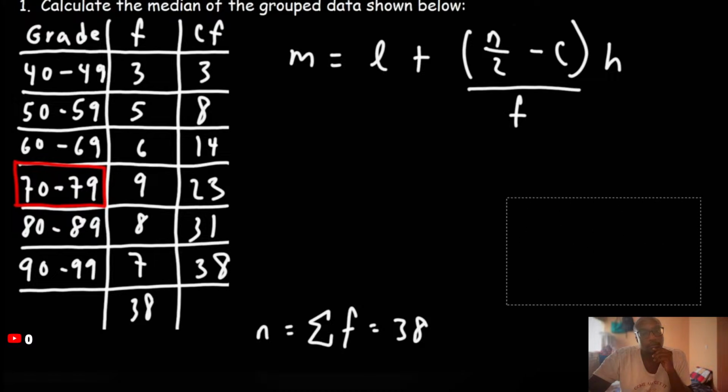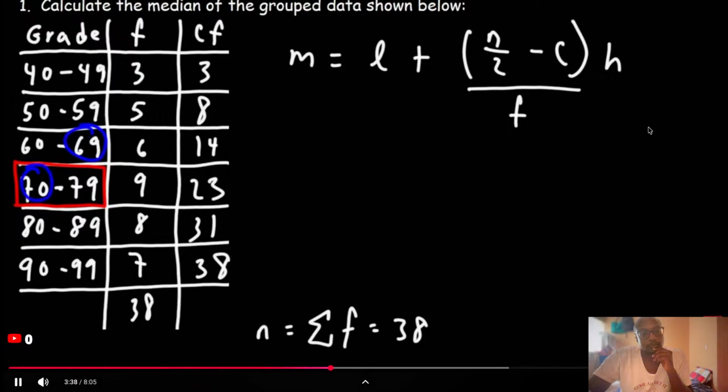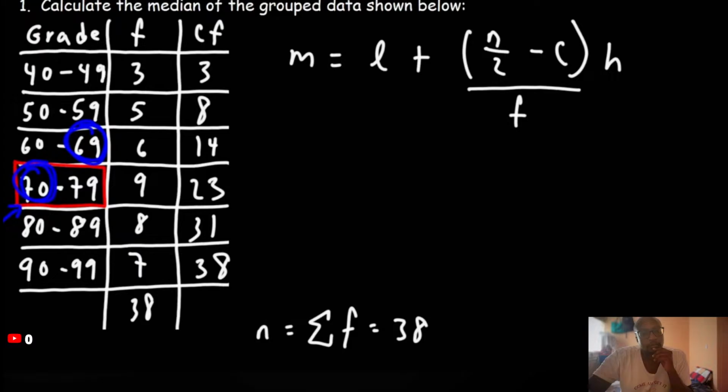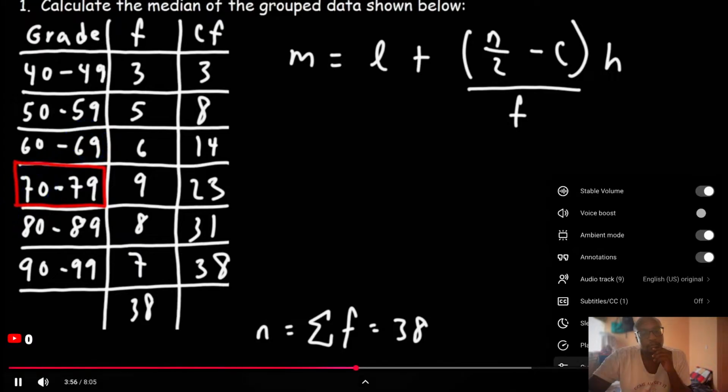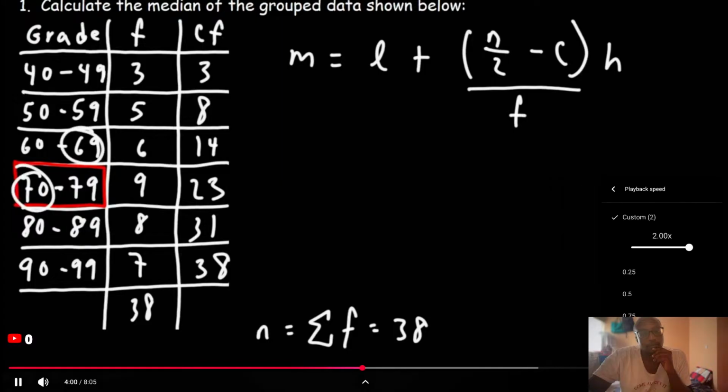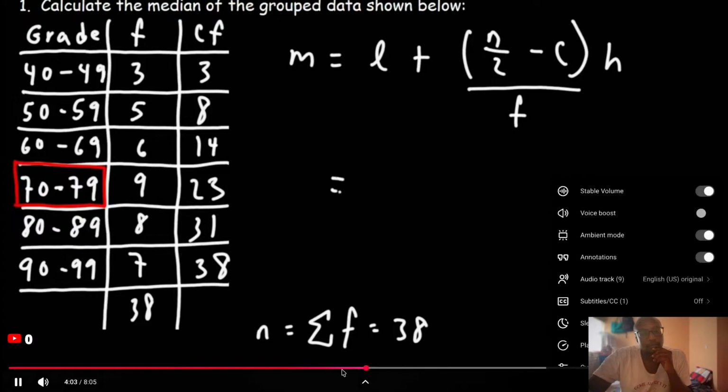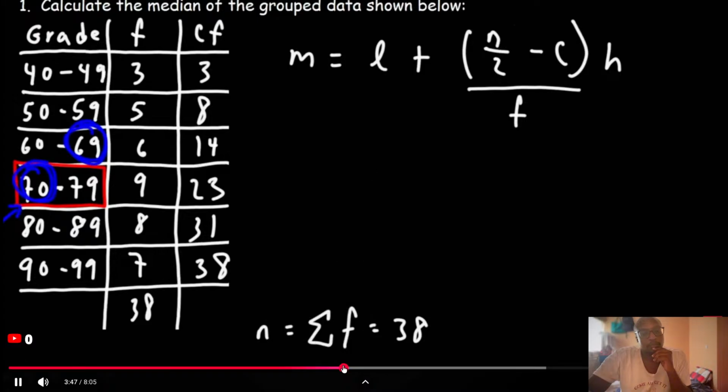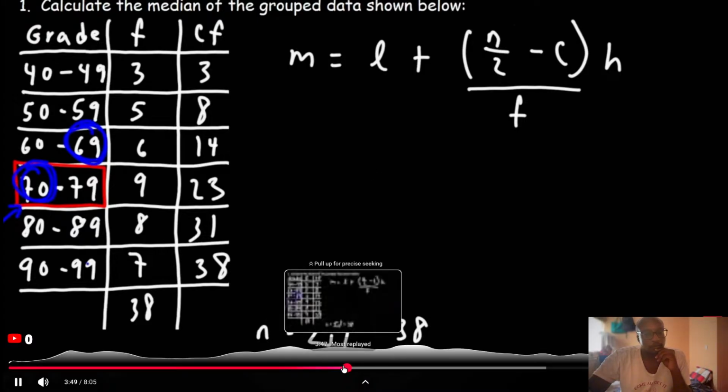So now that we've identified the median class, we need to determine the lower boundary of that class. Now, if these two numbers were the same, L, the lower boundary of this median class highlighted in red, would just be 70. But because these numbers are different, they differ by 1, we need to find the midpoint, which is the same as the average of those two numbers. So the midpoint between 69 and 70 is going to be 69.5. That's the average of 69 and 70.